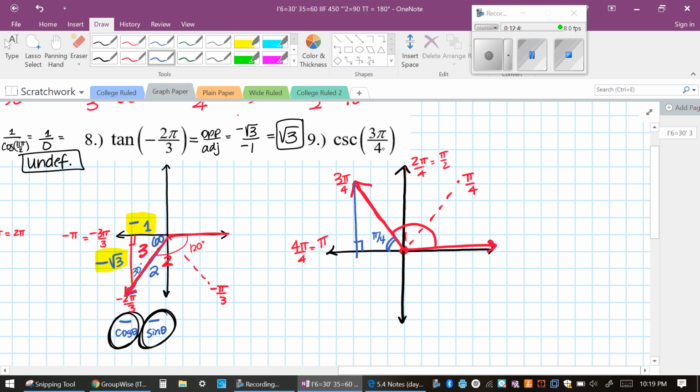Now remember, pi over 4 has a reference angle of 45 degrees. So this is a 45, 45, 90 triangle. The side lengths are 1, 1, root 2, but in quadrant 2, the signs are minus plus. When you go to the left, your x value is negative. When you go up, your y value is positive. Remember, the hypotenuse is always going to be positive. So you don't have to worry about the signs there.